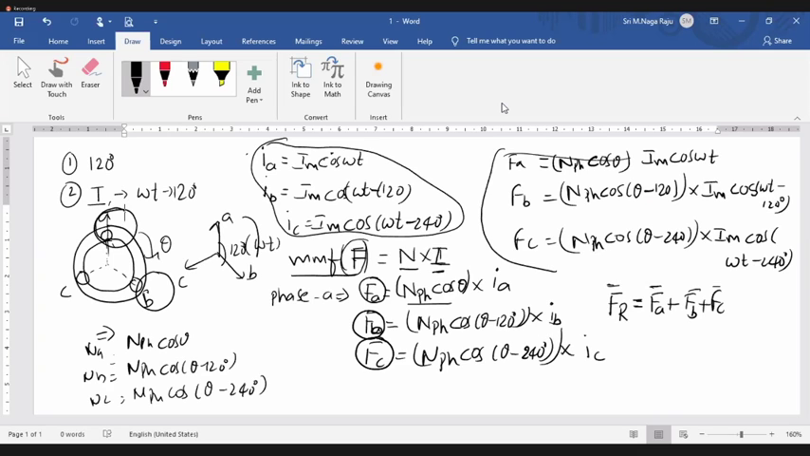Now, the resultant flux or the resultant MMF. What is the another formula for MMF? Flux equals MMF by reluctance, so MMF equals flux into reluctance. So MMF is nothing but the magnetic flux. So the resultant MMF FR equals FA bar plus FB bar plus FC bar.